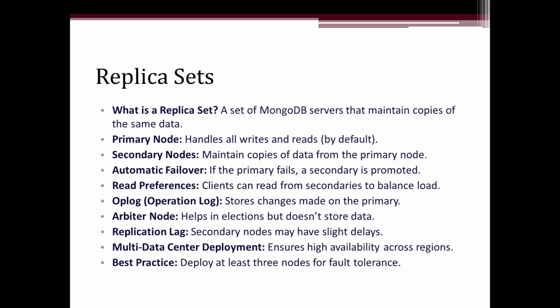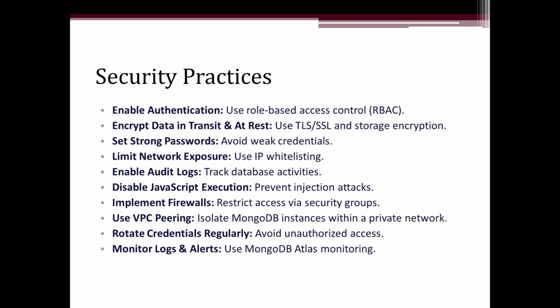Replica sets in MongoDB are a set of MongoDB servers that maintain copies of the same data. They have primary nodes that handle all data reads and writes by default, secondary nodes that maintain copies of data, and automatic failover. If the primary fails, the secondary is promoted. It has an operation log, which stores changes made on the primary, and an arbiter node, which helps in elections but does not store data. The best practice for this is to deploy at least 3 nodes for fault tolerance.